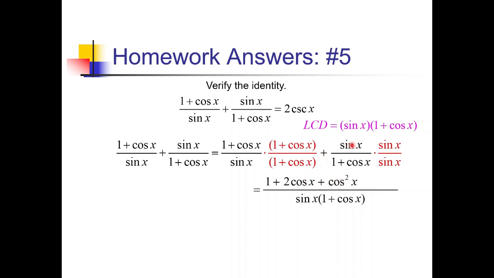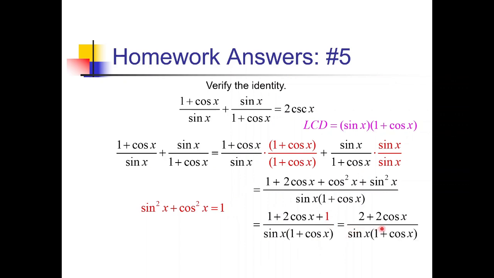Now over here, sine times sine is sine squared. What can I do at this point? Well, I notice I have some squared trig functions, and I have an identity of sine squared plus cosine squared equals 1. Well, I've actually got sine squared plus cosine squared right here. So this piece of the numerator, anyway, can be replaced by just the number 1. And that makes things a little bit nicer, because now I can add these 1's together. That's 2.